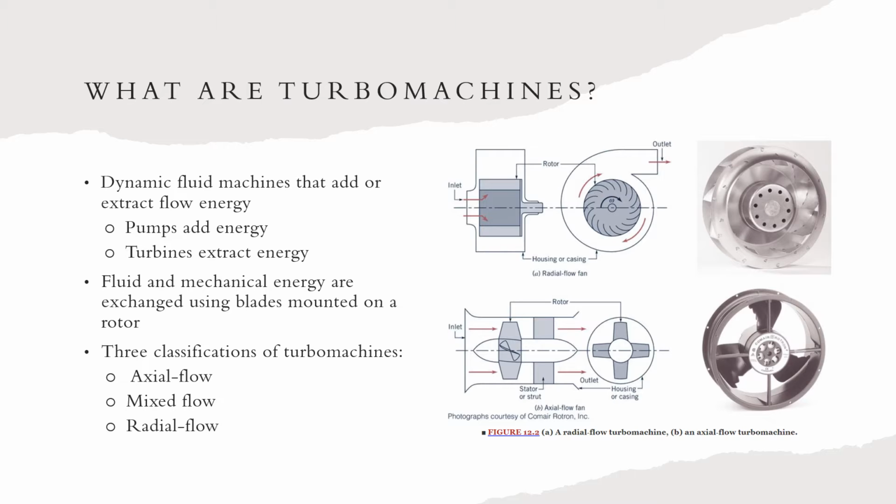On the right-hand side of the slide, there are two examples. The top one is a radial flow machine, and the bottom one is an axial flow machine.